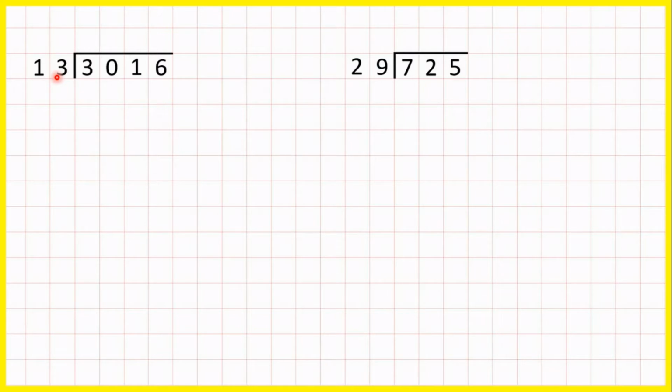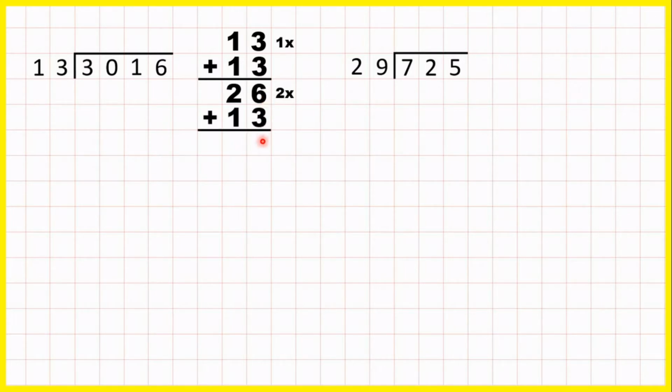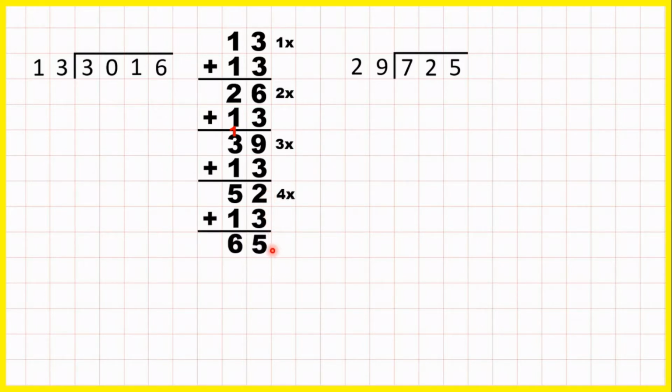Now 3016 divided by 13. So we need our 13 times table. 13 is 1 times, add another 13, 26 is 2 times, add another 13, 39 is 3 times, 52 is 4 times, and 65 is 5 times 13. It ends in a 5, so we can be confident that we've got the correct working out. Now, if we take the first two digits together, we have 30 divided by 13. Now, the closest number to 30 that's still less than 30 is 26.